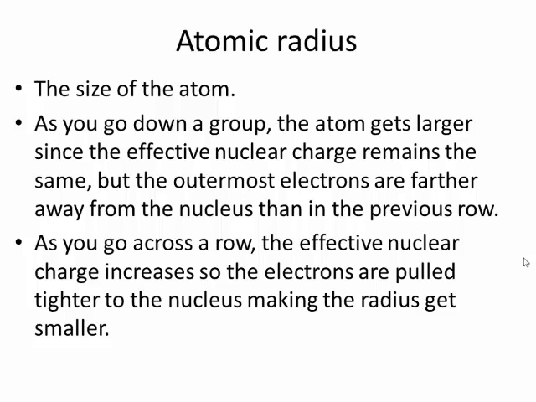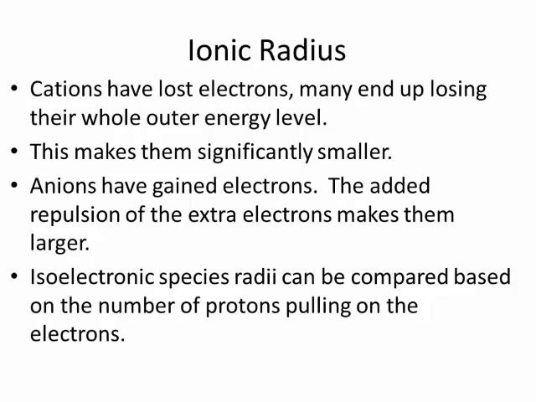As you go across a row, the effective nuclear charge increases because they're pulling on the same valence electrons, but you have more protons in the nucleus. That pulls all the electrons in the atom in tighter to the nucleus, and that causes the radius to get smaller. This is probably the most important trend. Once you know this trend, then the rest of them all kind of make sense.